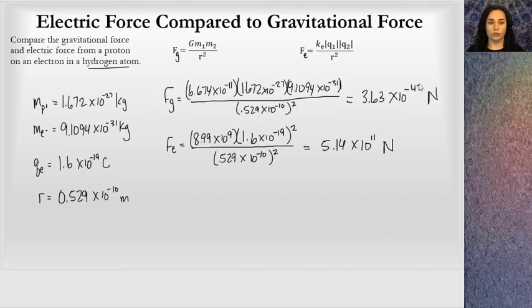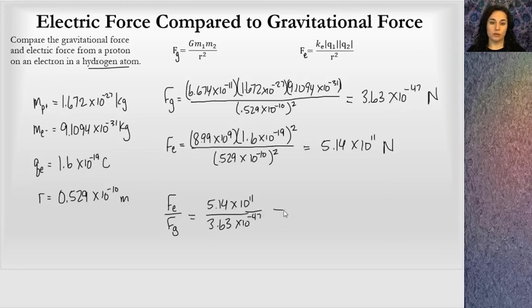11th newtons. Look at the difference in those exponents. So you're seeing that at the atomic level, when we get at distances within the atom, this force is 10 to the 11th newtons, more than a billion. And so maybe we can look at it this way. Let's take the electric force and divide by the gravitational force. This would be asking how many gravitational forces go into that one electric force. So I would go 5.14 times 10 to the 11th divided by the gravitational force, 3.63 times 10 to the negative 47th.